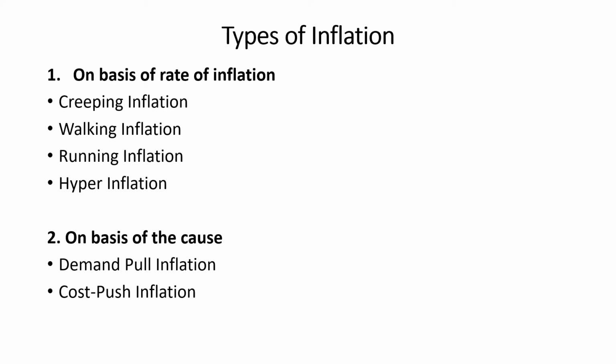Walking inflation ranges between 3% to 10%, and this type of inflation is harmful to the economy. It is the warning signal for the government to control it before it turns into running inflation. And the third one is running inflation. When you talk about running inflation, this is also called galloping inflation.